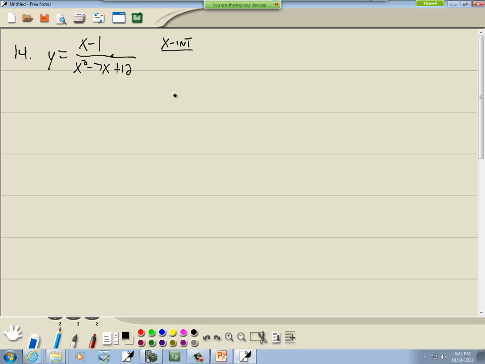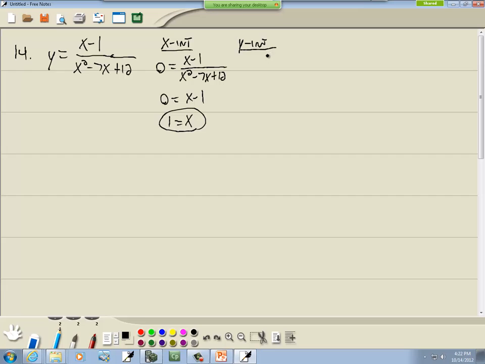Okay, so for the intercepts, you always plug 0 into the other variable. So plug 0 in for y. So we got 0 is equal to (x minus 1) over (x squared minus 7x plus 12). And again, whenever you have a rational and you set it equal to 0, it's very easy. You just set your top part equal to 0 for your intercepts, not for critical values. Then we'll solve for x, so we get x is equal to 1. And that's our x-intercept.